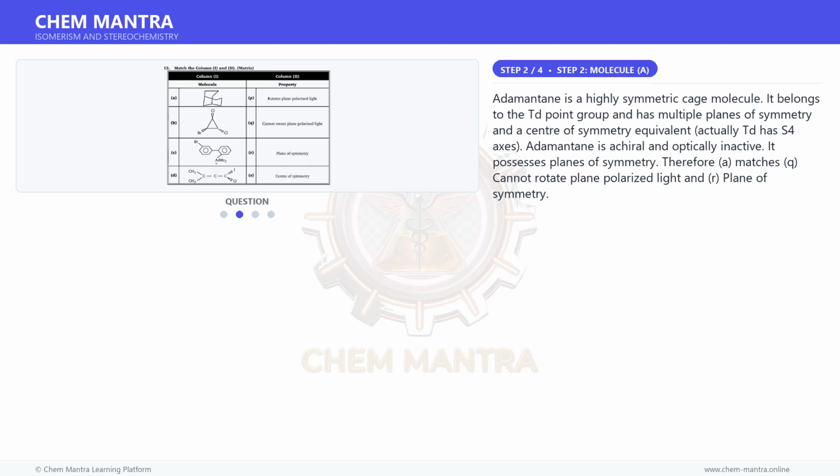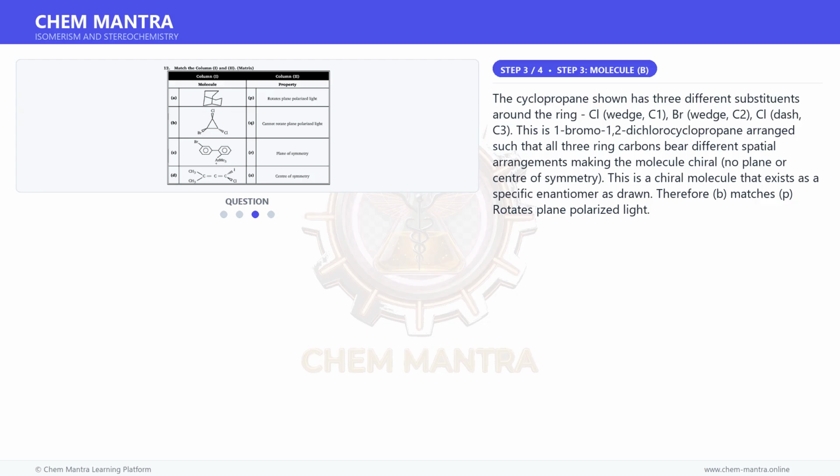Moving on to the next step. Adamantane is a highly symmetric cage molecule. It belongs to the Td point group and has multiple planes of symmetry and a center of symmetry equivalent. Actually, Td has an S4 axis. Adamantane is achiral and optically inactive. It possesses planes of symmetry. Therefore, A matches Q, cannot rotate plane polarized light, and R, plane of symmetry.